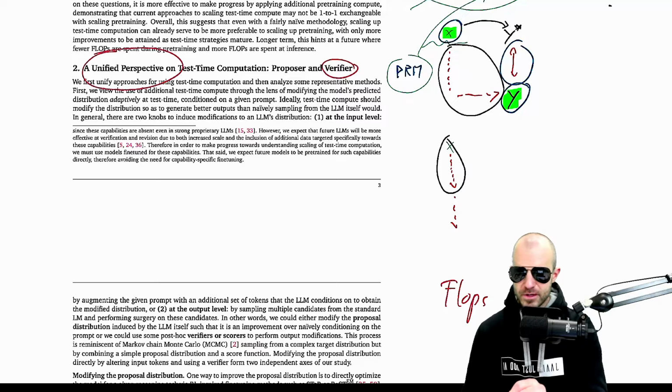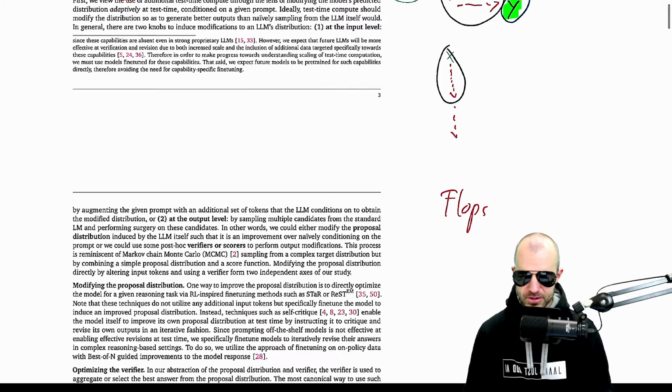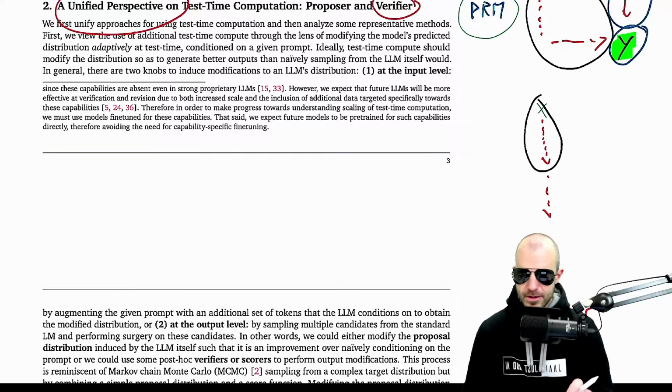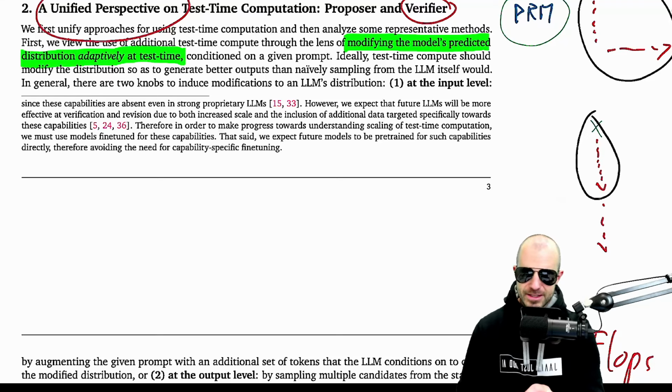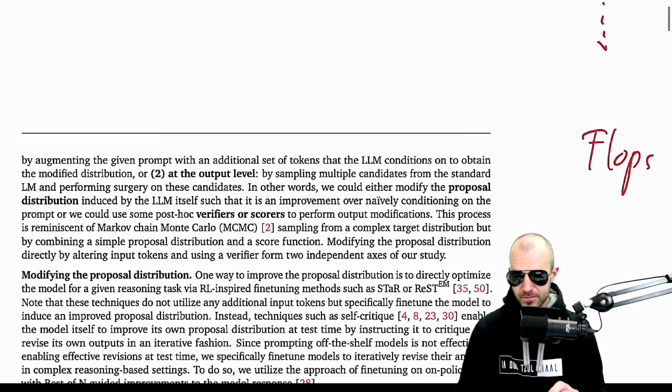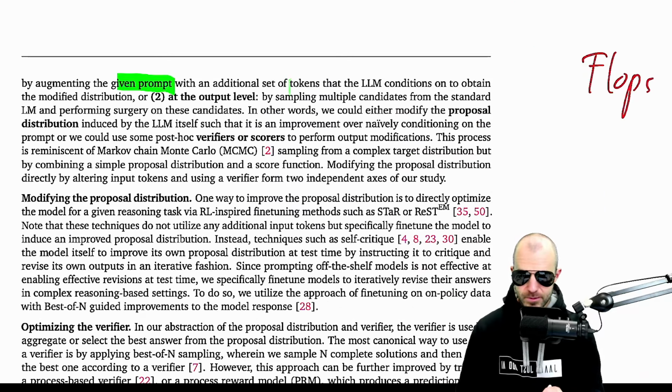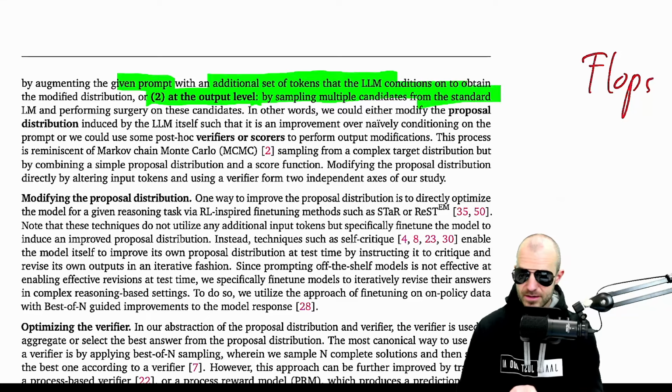They want to give a unified perspective on test time computation, and they're saying, oh, what you want to do is modify the model's predicted distribution adaptively at test time, right? And you can do that in two ways. There are two knobs to introduce modifications to an LLM's distribution. At the input level, meaning you can change the prompt, add some tokens or whatnot, or at the output level, for example, by sampling multiple candidates from the standard language model and performing surgery on these candidates.